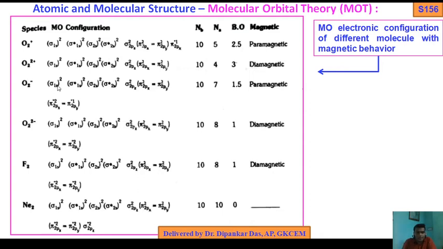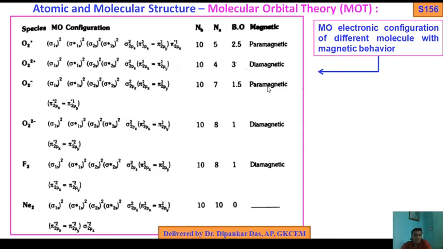So next, O2 minus. Sigma 1s2, sigma star 1s2, sigma 2s2, sigma star 2s2, sigma 2pz2, pi 2px2 equivalent to pi 2py2, and pi star 2px2 equivalent to pi star 2py1. These are equivalent energy MO levels. You can write either pi star 2py2, pi star 2px1, no problem. So number of bonding electrons 10, number of antibonding electrons 7, so bond order is 1.5, paramagnetic.